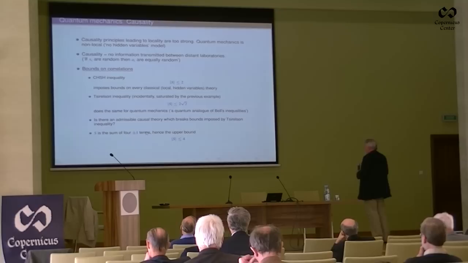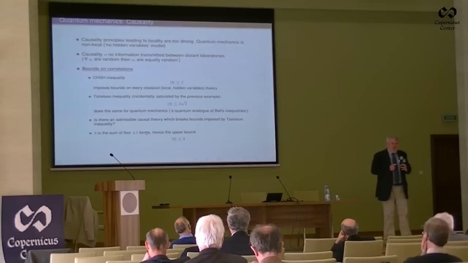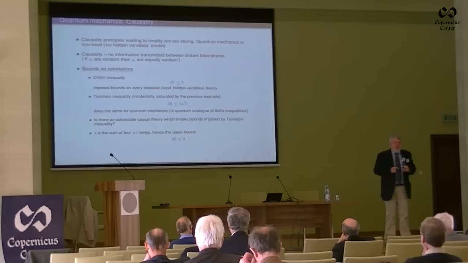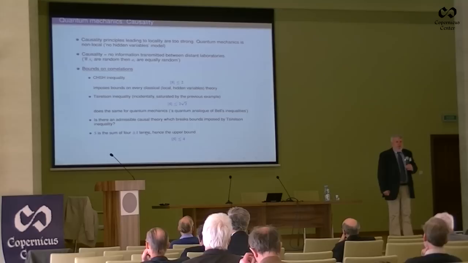which is actually saturated by the previous example. It means that this correlation in quantum mechanics, independently of what kind of measurements we choose, provided that this fits the scheme that we have two possible outcomes in a two-partite system, whatever state we assume as the initial state of my system, cannot be larger than 2 square root of 2, which, as I already mentioned, was saturated by the example I showed.